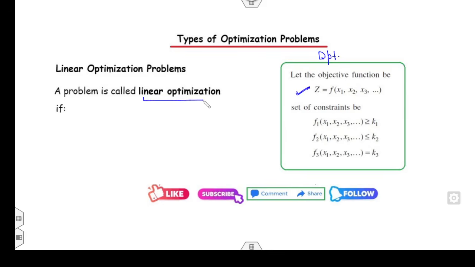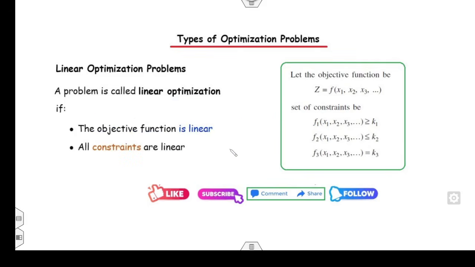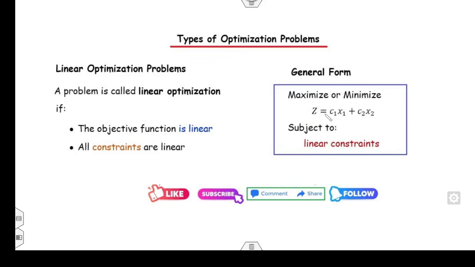And when is this problem said to be linear? If your functions f, f1, f2 and f3 are all linear functions. Linear function means one whose degree is 1. Fine. If all the functions are linear, then we call it a linear optimization problem. The objective function f is linear and all the constraints are linear. For example, the general form of the linear is c1 x1 plus c2 x2 plus c3 x3 and so on, subject to the linear constraints.